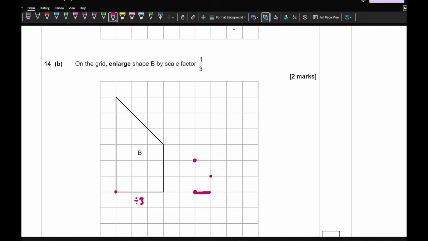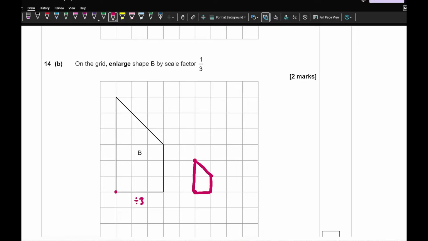So all we then need to do now, with this, you will definitely need to use a ruler, but it's a bit difficult on the computer to do that. And what you should have is something that looks like that. That's going to be B dash.